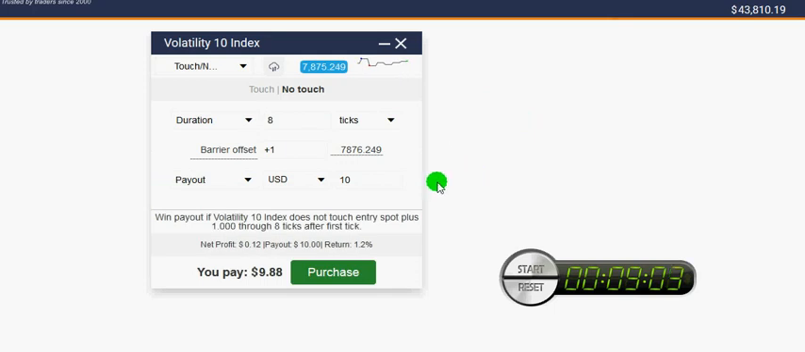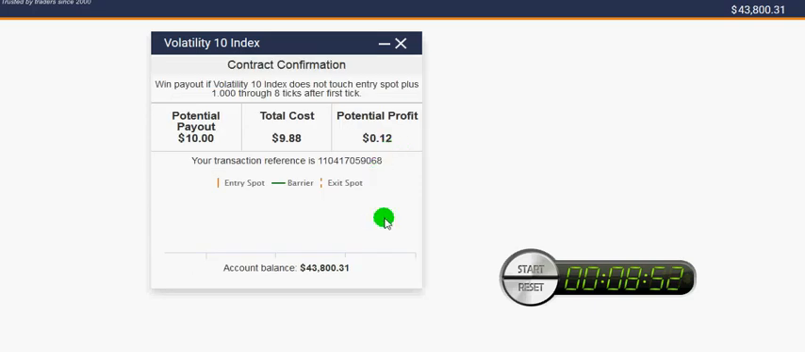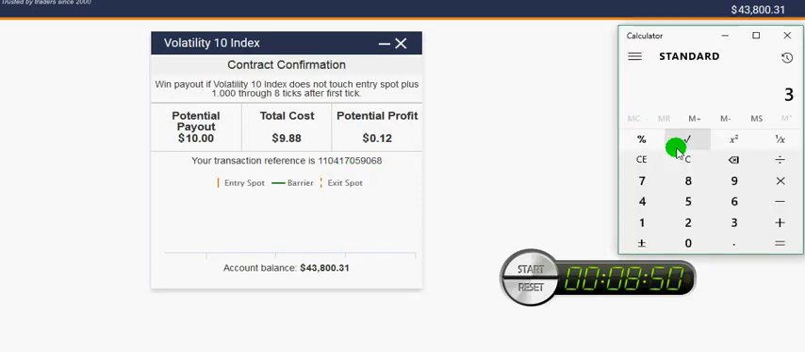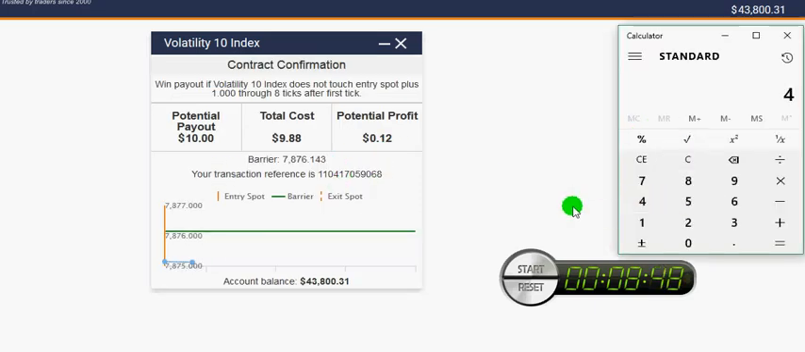The second trade is done, we are going for the third trade. So watch it again. 054. Let's wait again for it to change. 908, 017. So after this, we go for the fourth trade.